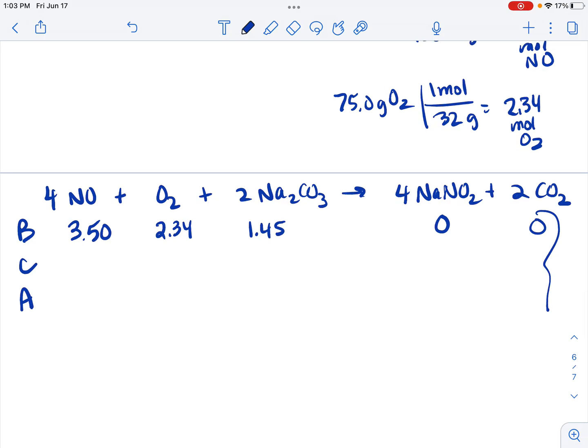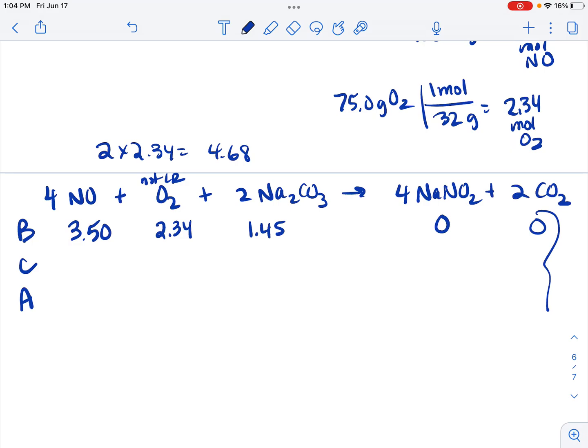I might be able to do this in my head. And if that's the case, I'm actually going to start with the O2 because its coefficient is 1. And I'm going to say, if I were going to use all of my O2, I would need twice as much sodium carbonate. So twice as much sodium carbonate, 2 times 2.34 is 4.68, right? And I don't have that much. So if I were going to do minus 4.68, that would give me a negative number, which tells me that the oxygen is not limiting. All right, so I'm going to make myself a note, not the limiting.